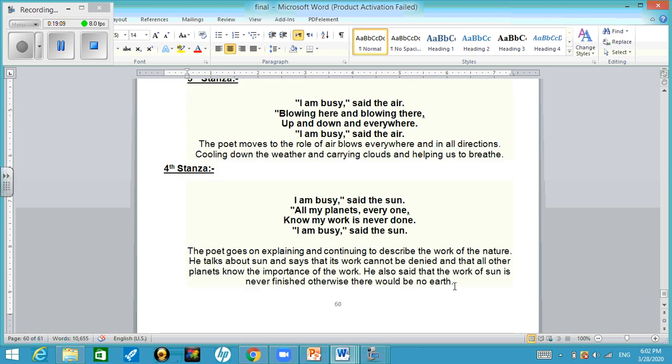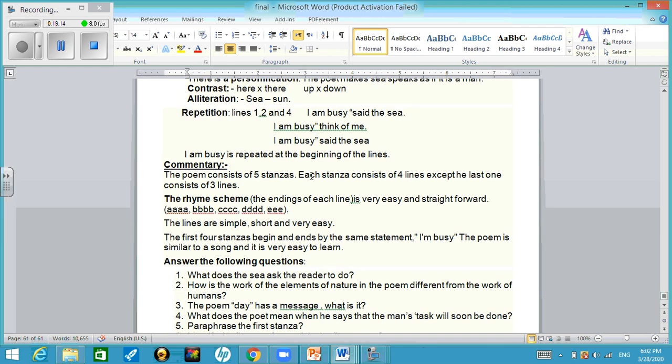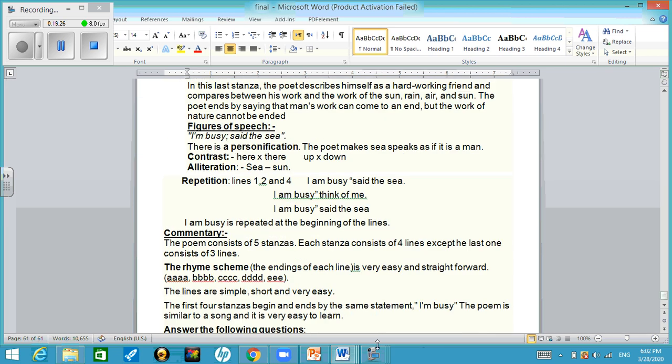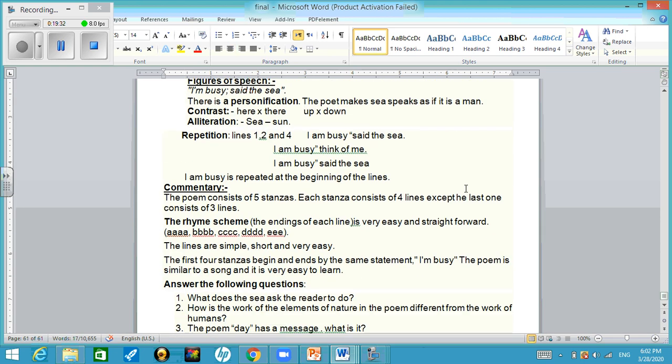And then the same for each and every stanza. So the rhyme scheme we have here is A, A, A, A, B, B, B, B, C, C, C, C, D, D, D, D, and E, E, E. Because it's only 3 E's, because the last stanza is only 3 lines.